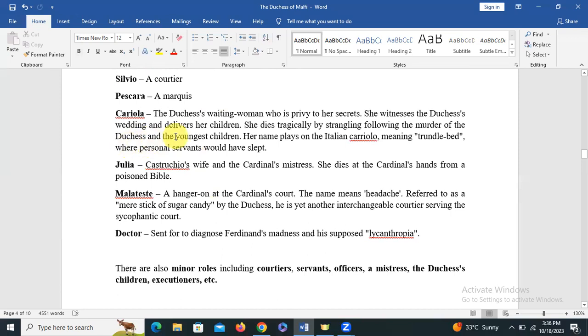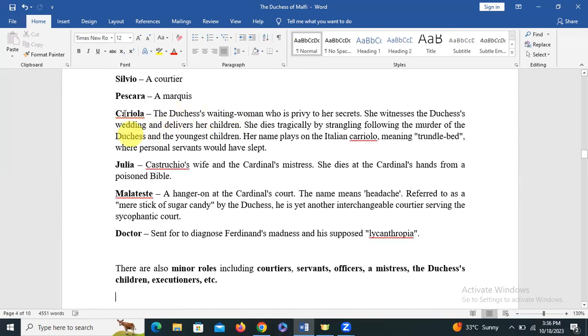Then there is Cariola, the Duchess's waiting woman. Waiting women, or ladies-in-waiting, is a term used for those people who are personal assistants of the royal family. In the royal family, like there was a duchess, so she was a kind of personal assistant to her. That is why we use the term waiting woman or lady-in-waiting. So a personal assistant of a woman who belongs to a royal family.